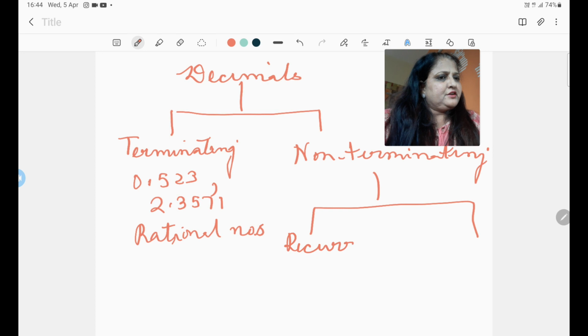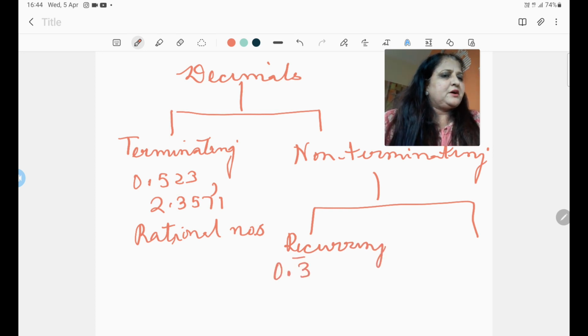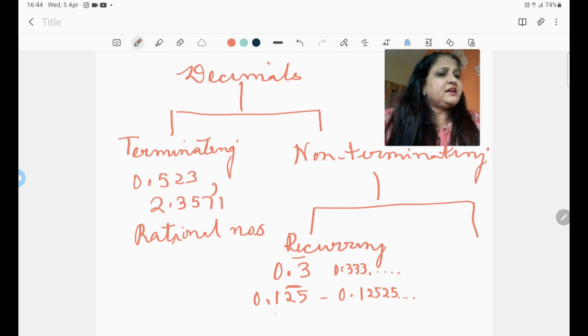Now what is the meaning of recurring? Recurring decimals are the ones in which the digits keep on repeating, like 0.3 bar. What does this mean? 0.333, which goes on till infinity. We put a bar over the digit which keeps on getting repeated. It's not necessary that only one digit repeats. It can be something like 0.125 bar, which means 0.12525, and it goes on till infinity. All these recurring decimals can also be put in the form of p by q, so they will also be rational numbers.